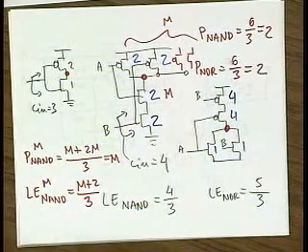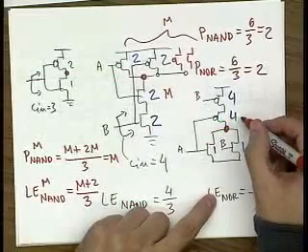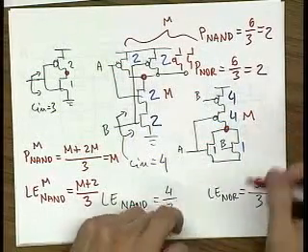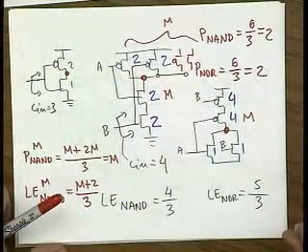For the NOR, you can do the same analysis pretty much. This one is now going to be 4M, and you will have all these M's down in the bottom. Everybody understand this?